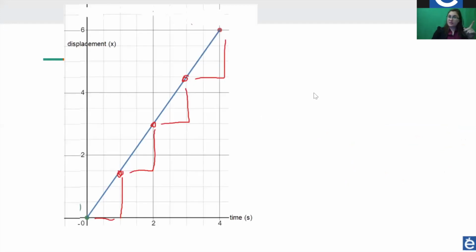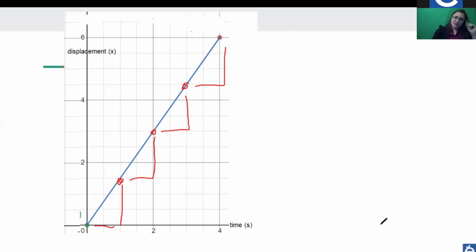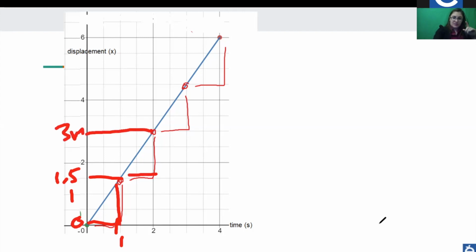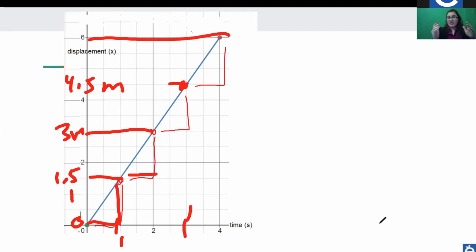So here is the graphical representation of such a thing. You have time in seconds. So this is going to be 1 second. And in 1 second, you travel, sorry, let's see. So this is 0, this is 1, this is 1.5. After 1 second, you go 1.5 meters. After 2 seconds, you find yourself at 3 meters. 3 seconds is going to put you at 4.5 meters, and 4 seconds will put you at 6 meters.